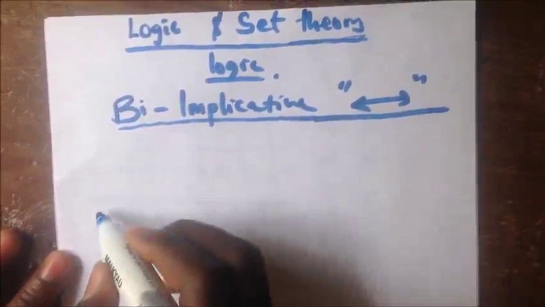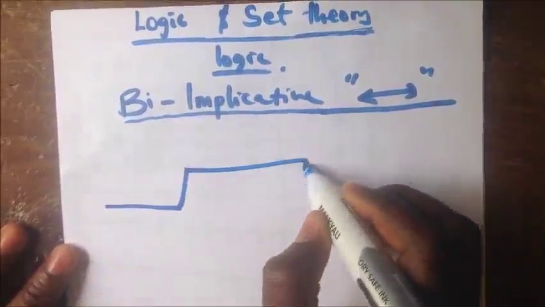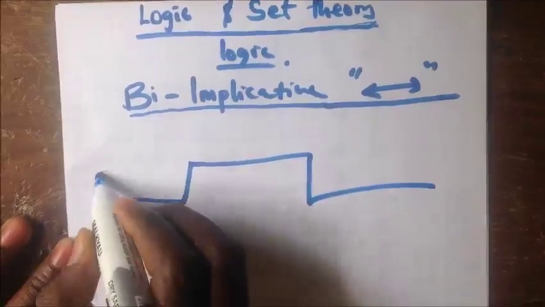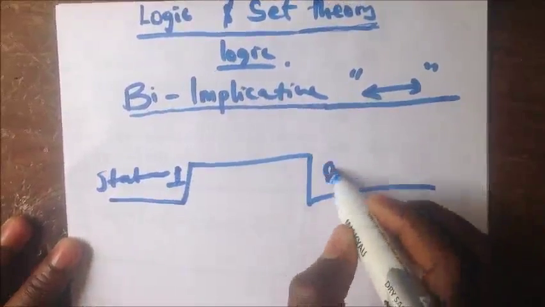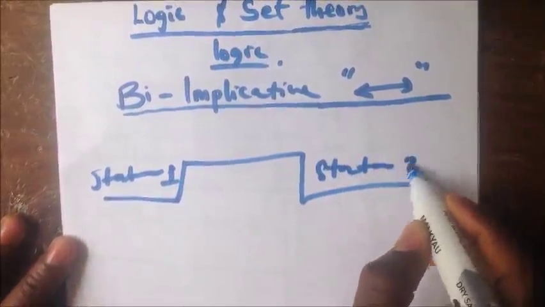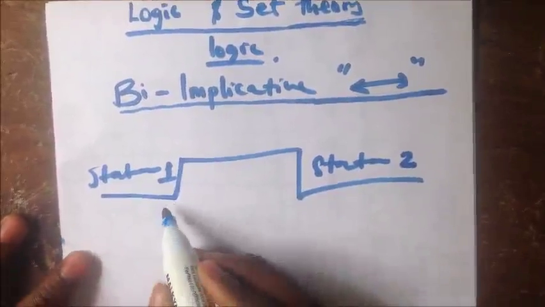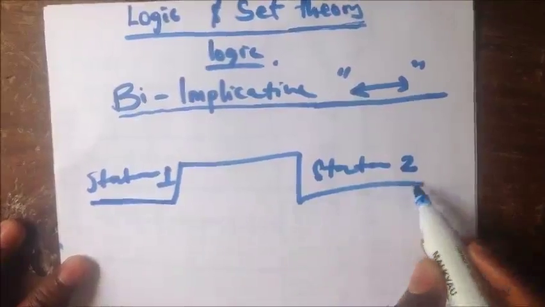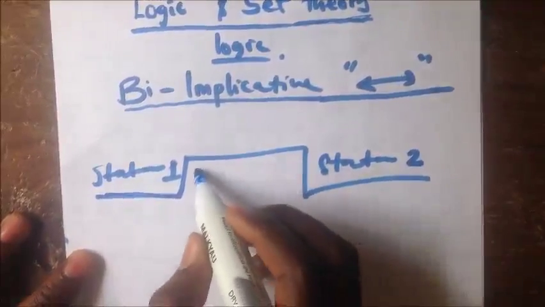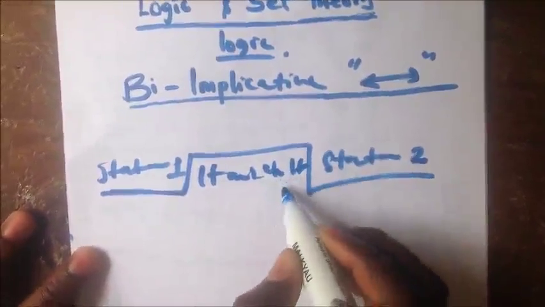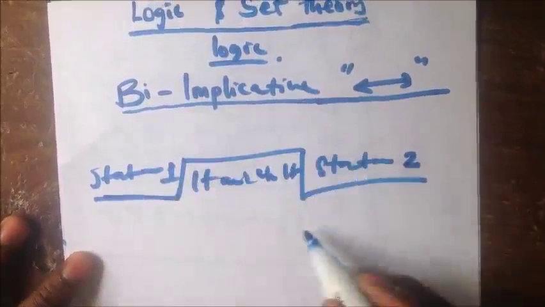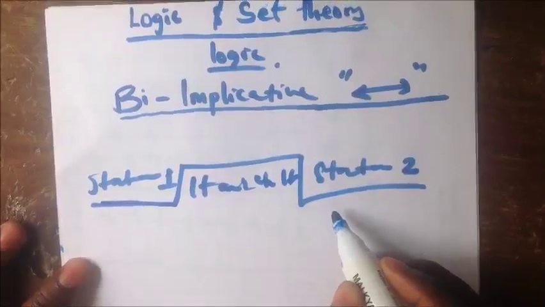Let's have a pictorial diagram. Let's say we have statement 1, and here is statement 2. What connects this statement and this statement is this symbol, and we call it "if and only if". Now this is the pictorial diagram of the biimplicative.